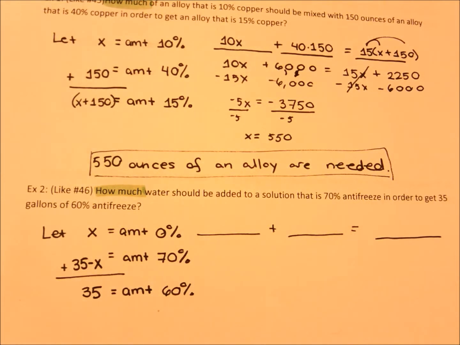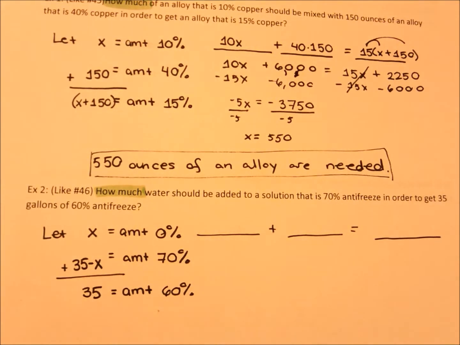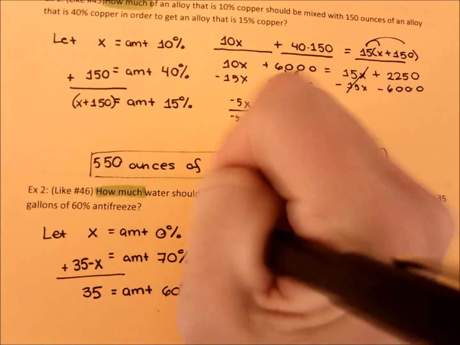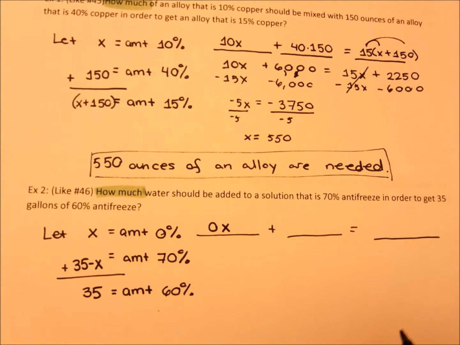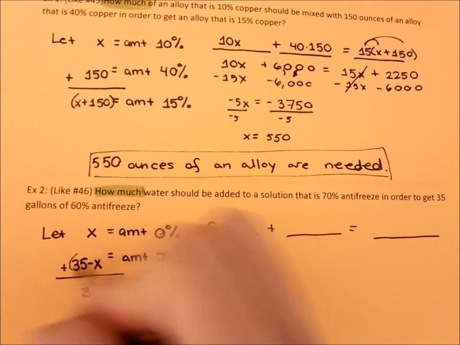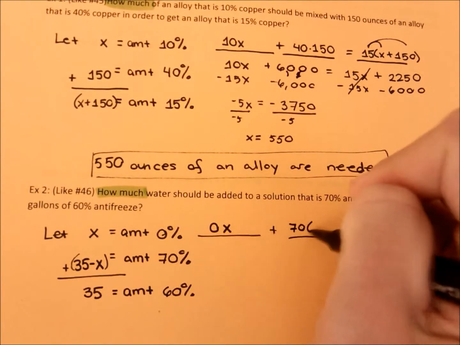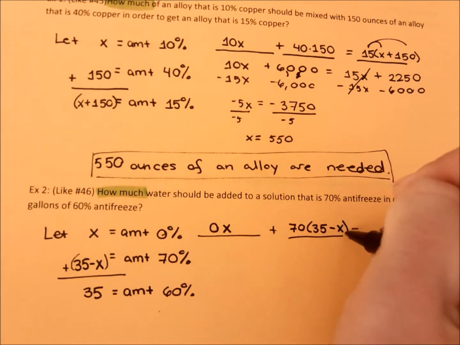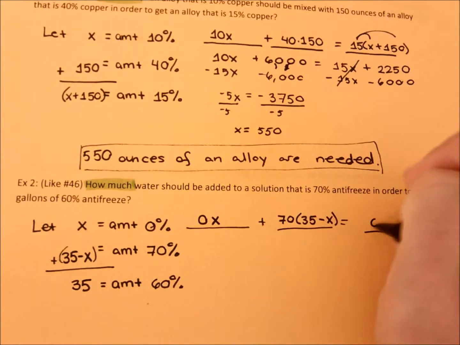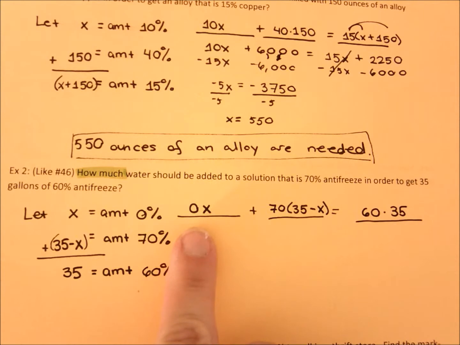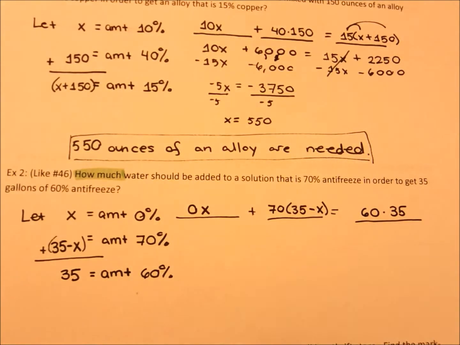Miss Bocci, would you put into the equation for us? It's 0x, which is just 0. Correct. But I still want you to show it tonight just to let me know you guys know it's there. Okay, keep going on. And then it would be 70 times 35 minus x. Go ahead. I'm going to put that into quantities. Then it would be 60 times 35. Awesome. So Miss Bocci is right. We really don't need this 0x right there. So drop him off.